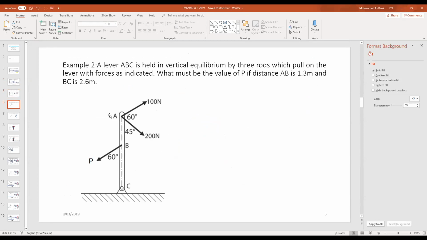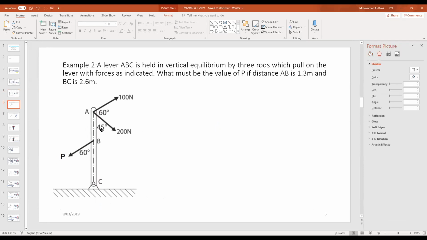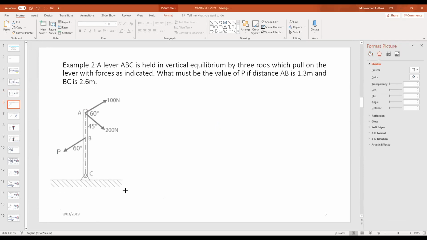Example 2: a lever ABC, you can see it here, is held in vertical equilibrium by 3 rods, 1, 2, 3, which pull on the lever with forces as indicated: 1 Newton, 100 Newtons, 200 Newtons, and P, we don't know the value. What must be the value of P if distance AB is 1.3 meters and BC is 2.6 meters? I just move this sketch to the side so we have space.